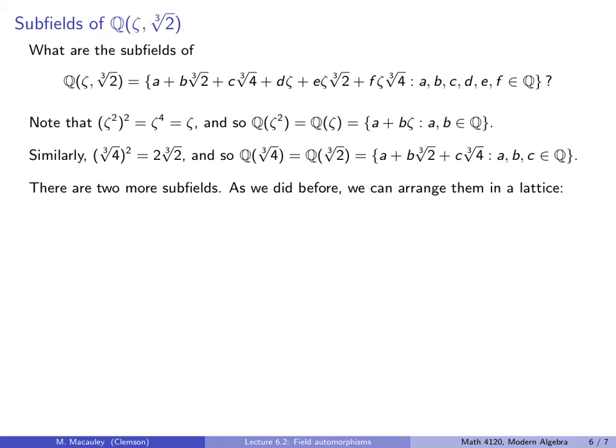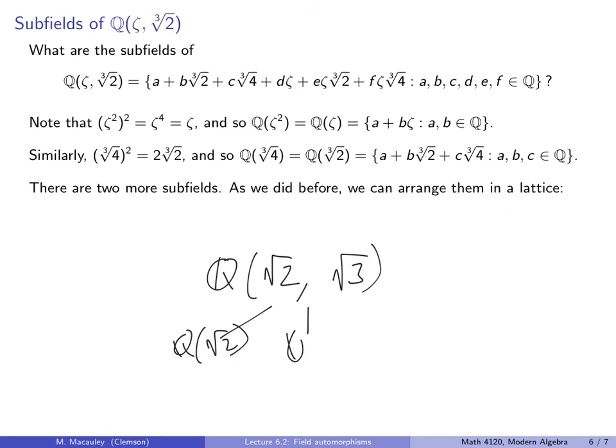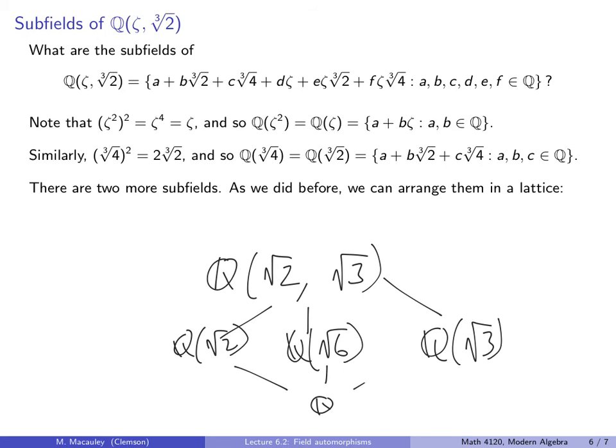It turns out that there are two more subfields, and as we did before, we can arrange them in a lattice. Recall we did this for, I think it was the field Q adjoined root 2 and root 3. Do you remember that? So we had Q adjoined root 2, Q adjoined root 6, and Q adjoined root 3. Those are all subfields, and they all contained the rationals. So we got this lattice, which looked just like the subgroup lattice of the Klein 4 group V4. Well, now let's do that with this field.